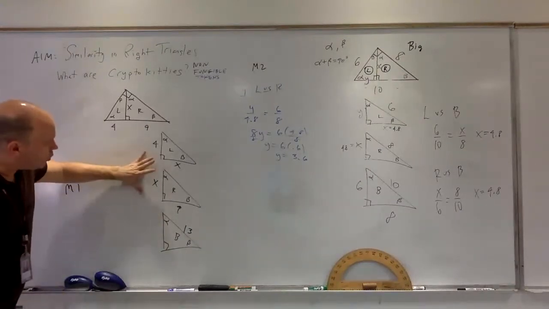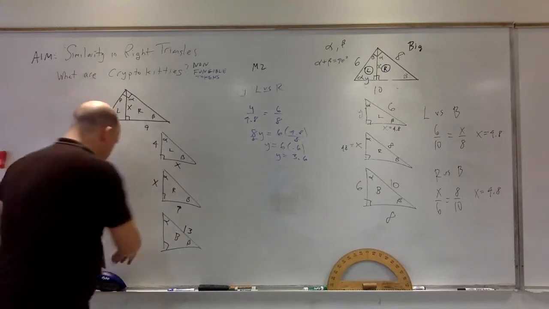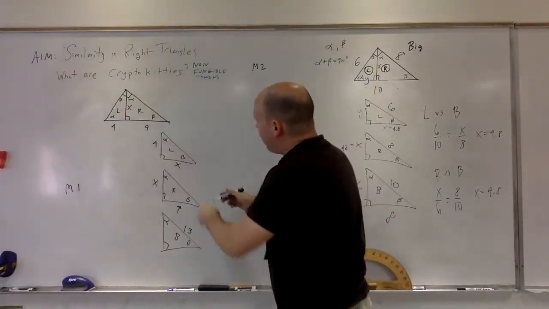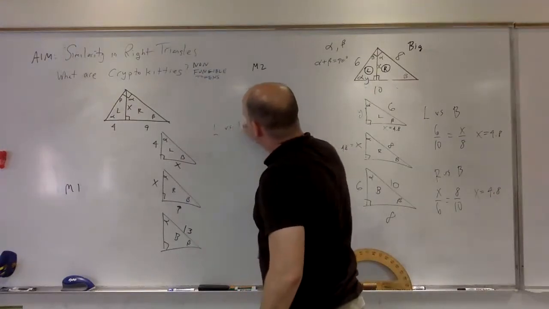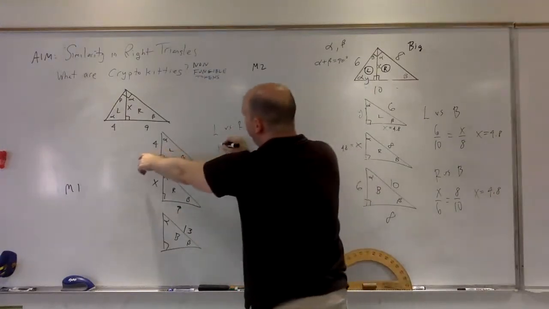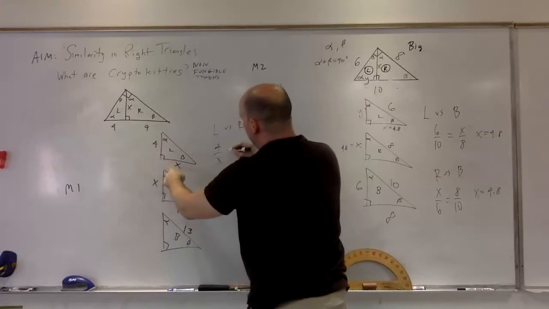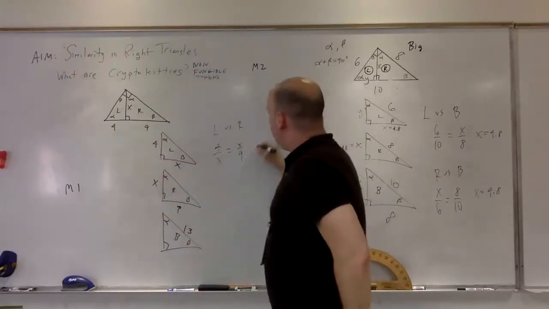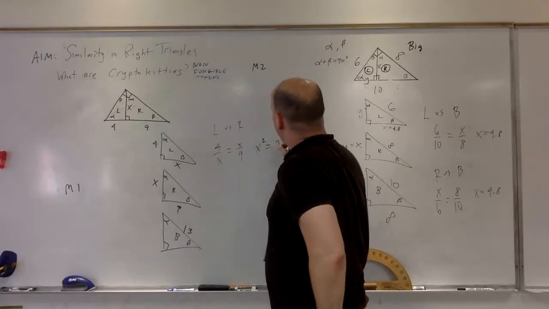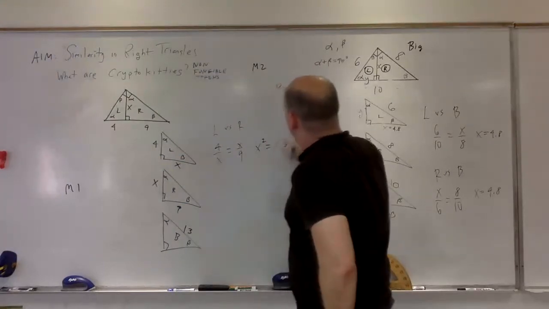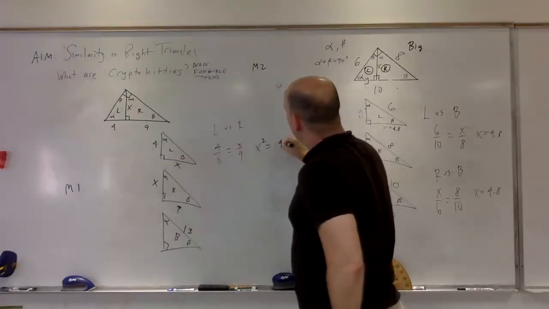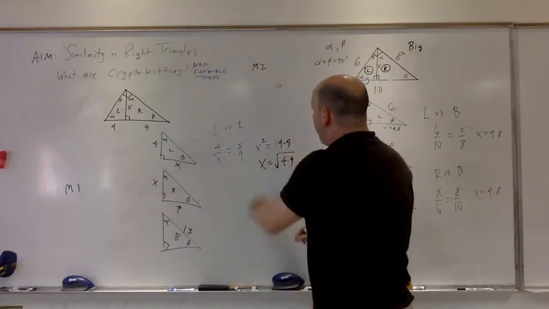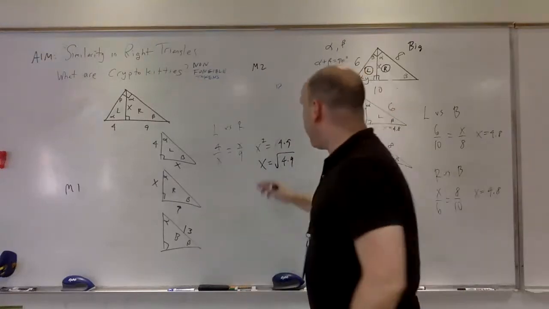This is kind of interesting because you look at this and you can quickly say, let me do left versus right, and I say 4 over x is equal to x over 9. You see that x squared equals 36. Actually, I'm going to leave it as 4 times 9, and x is equal to the square root of 4 times 9. This actually is known as the geometric mean.